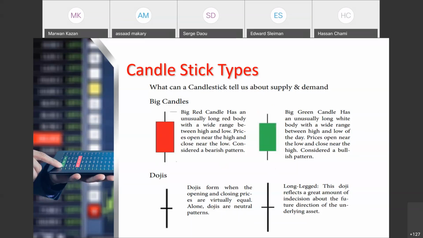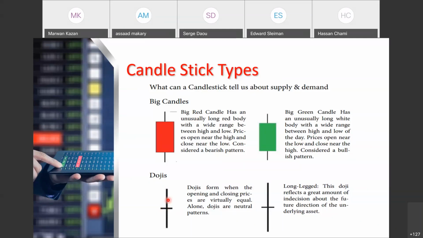Now we have the dojis. As you see, it's a black candle, or it has no color, neither red nor green. Now what does this mean? This means that simply the price opened here, went up, went down, but it closed at the same price. So what does this show us? This shows us that the market is neutral, or another word that I like to use, there is indecision in the market. What do you mean by indecision?